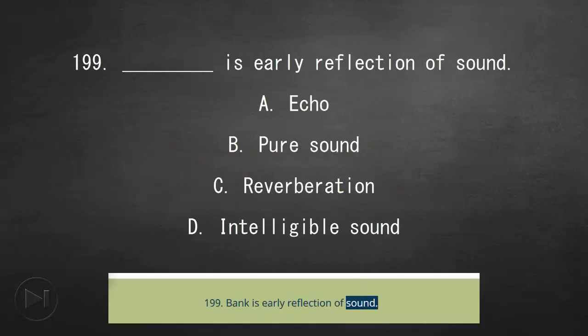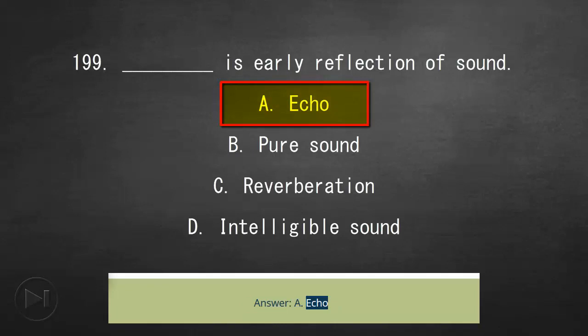199. Blank is early reflection of sound. A. Echo, B. Pure sound, C. Reverberation, D. Intelligible sound. Answer, A. Echo.